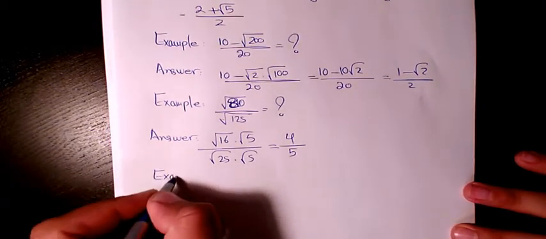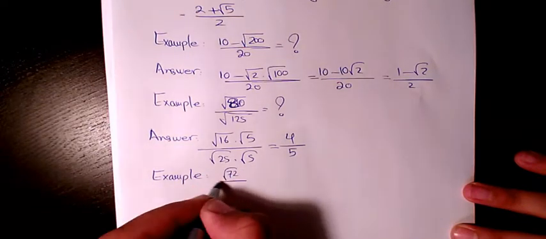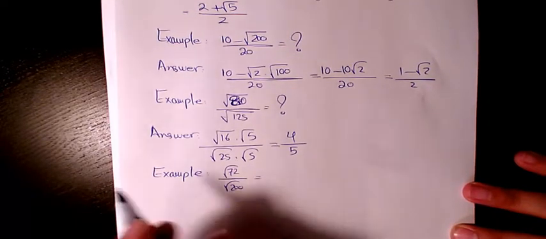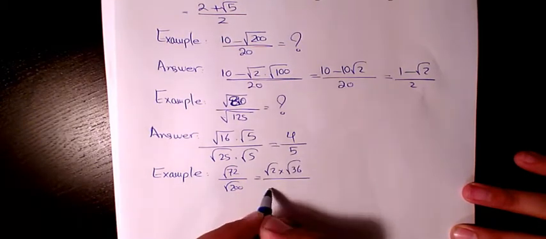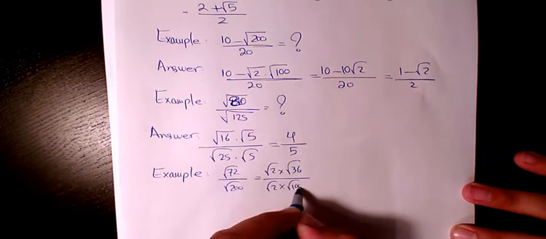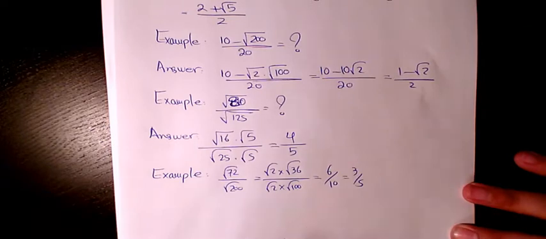Next example is root 72 divided by root 200. It will be root 2 times root 36, divided by root 2 times root 100. That makes it 6 divided by 10, or 3 divided by 5.